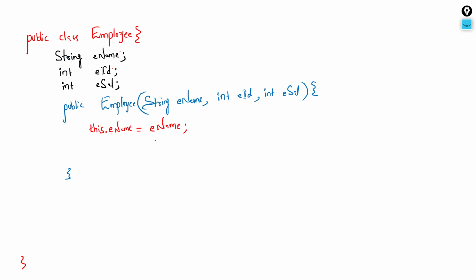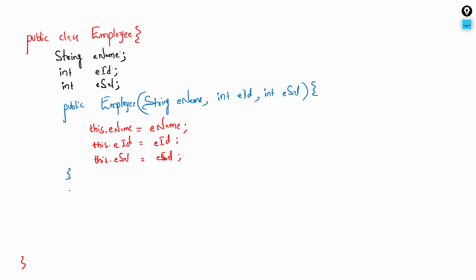Similarly for the second one also, eID, then followed by eID, and to represent this as instance, this dot eID. Then similarly, this dot eSal equals eSal. So that's it. This is the purpose of a constructor. That's all. Then since we have to print multiple values, what is recommended?